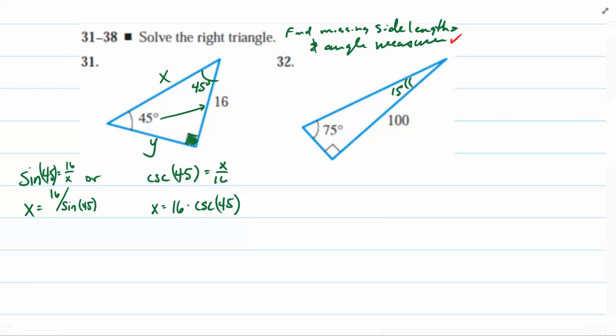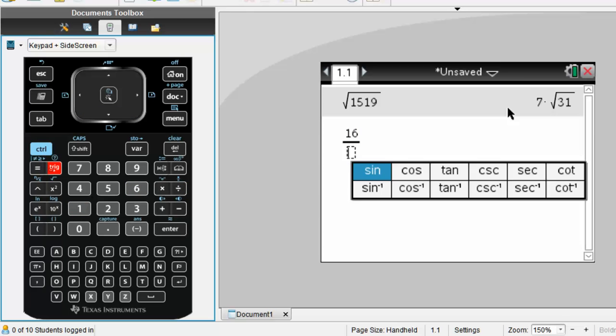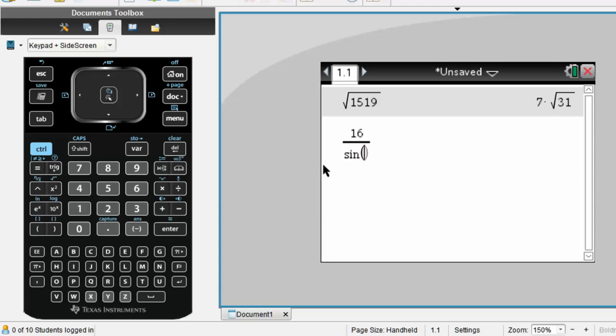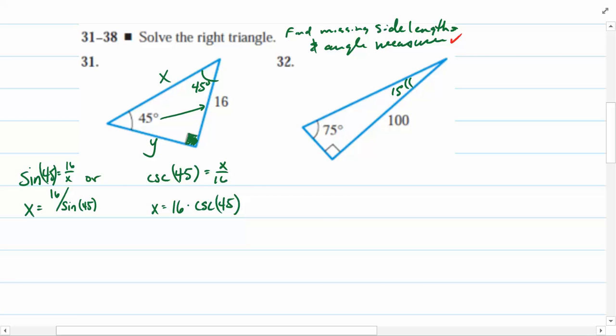And if I jump over to the calculator so that you can see that, I'll first begin with the fraction 16 divided by sine of 45 degrees, and I'll press enter, and that's 16 times the square root of 2, or in other words 22.6274. X is equal to 22.6274.